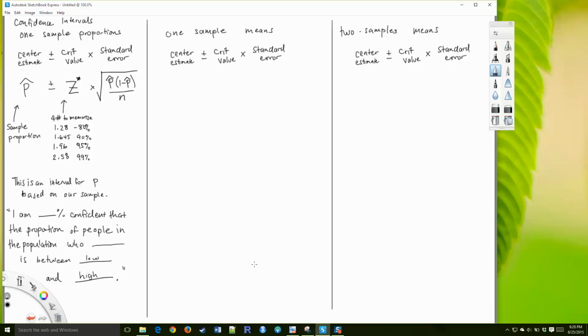All right. One sample means, same thing. This is an interval for mu, and in the center, what do we put? X bar plus or minus t star times s over the square root of n. X bar is our sample mean. T star comes from the t table.